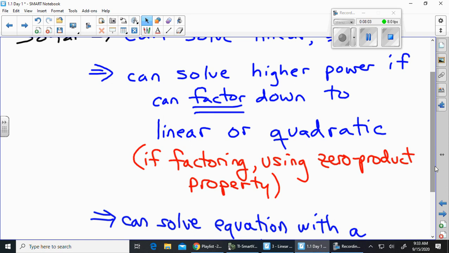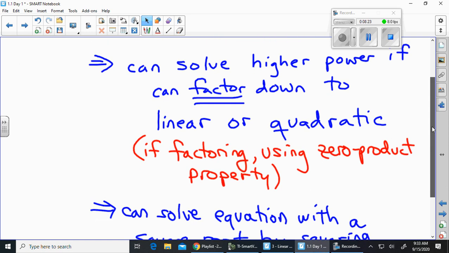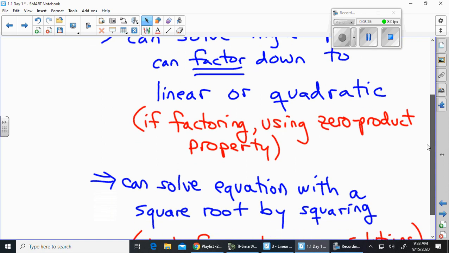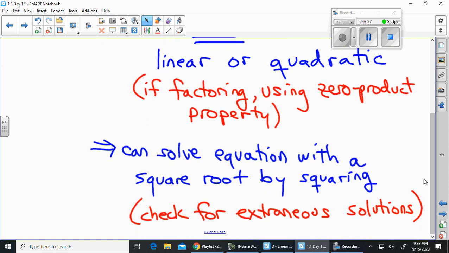And the type of factoring that we're talking about really is taking something out. So if factoring, we're using the zero product property where we set each of those things equal to 0. So the only time I can do x cubed, x to the 4th, x to the 5th, etc. is if I can factor it down to a linear or a quadratic.